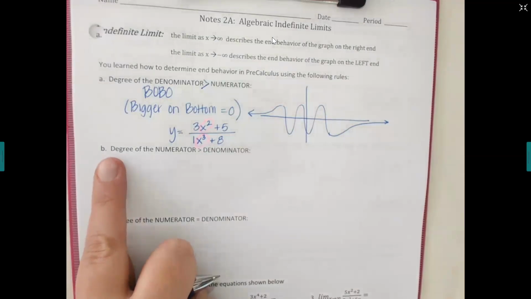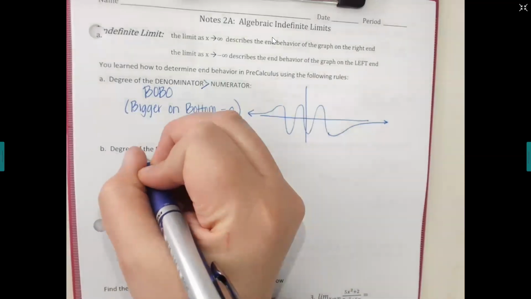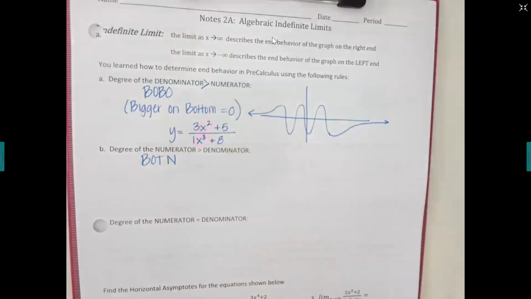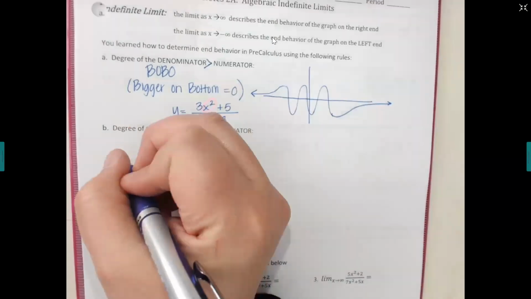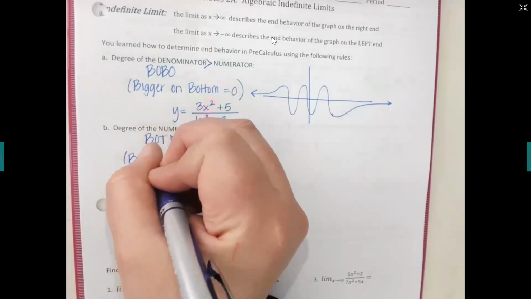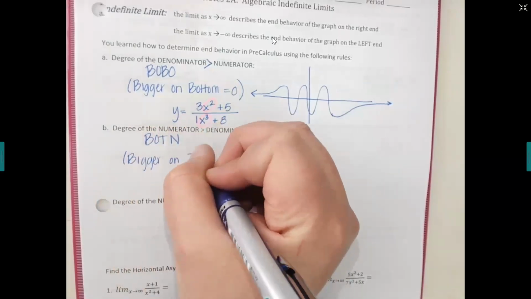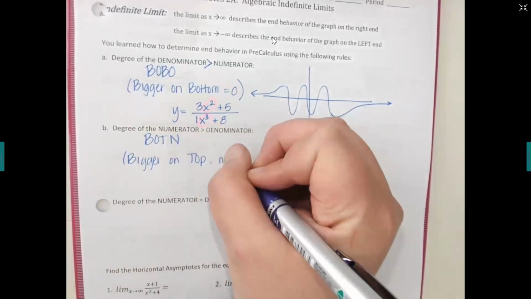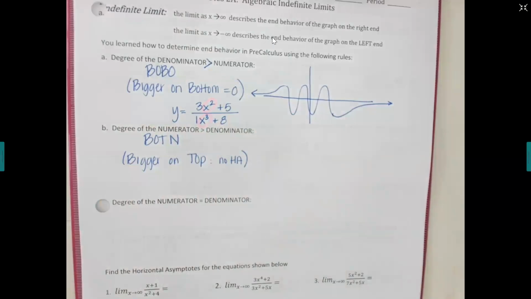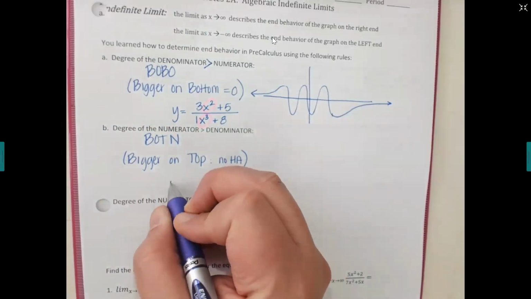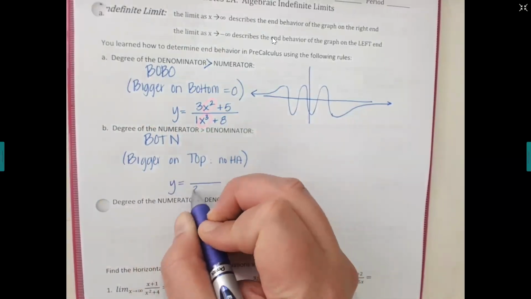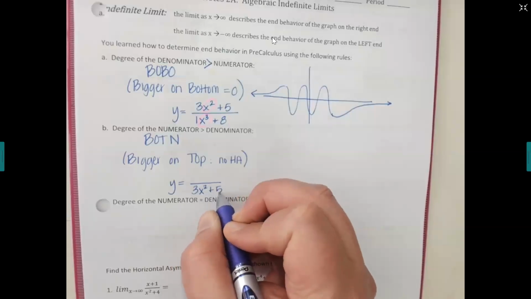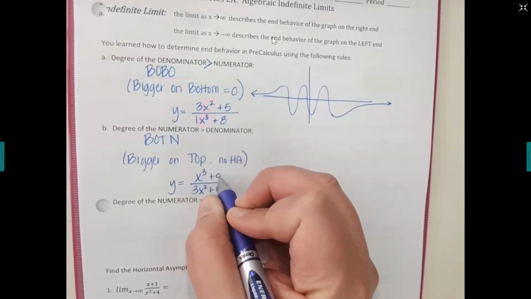Okay, let's go down to part B. Bot is if it is bigger on top. So put BOTN. That stands for bigger on top. And then the N means that you have no horizontal asymptote. A lot of times I'll say the N is a none. So bigger on top, none. Here's what that could look like as an equation. Y equals, let's put the 3x squared plus 5 on the bottom. And let's put the x cubed plus 8 on top.